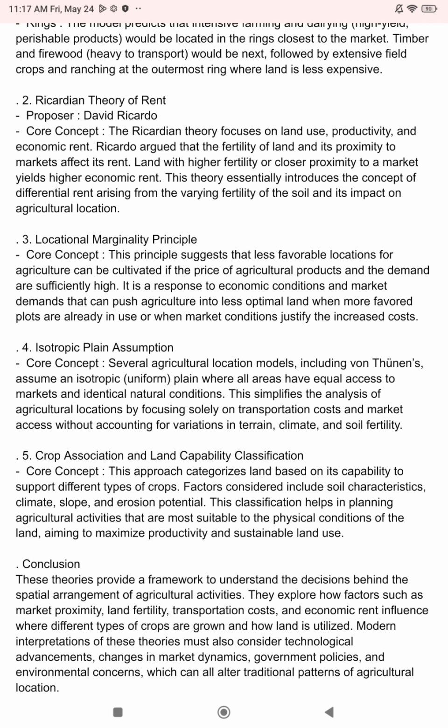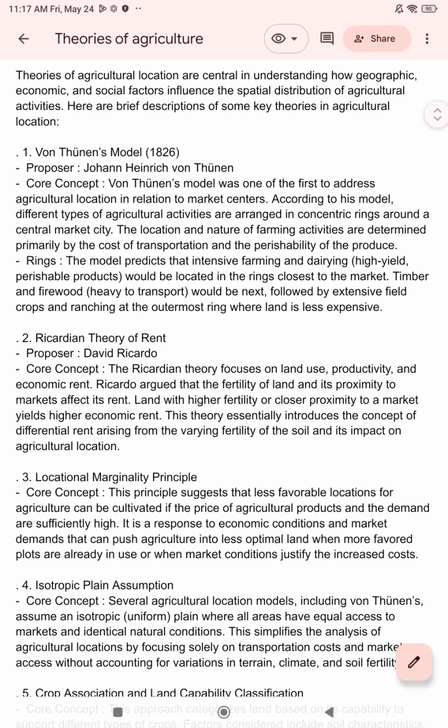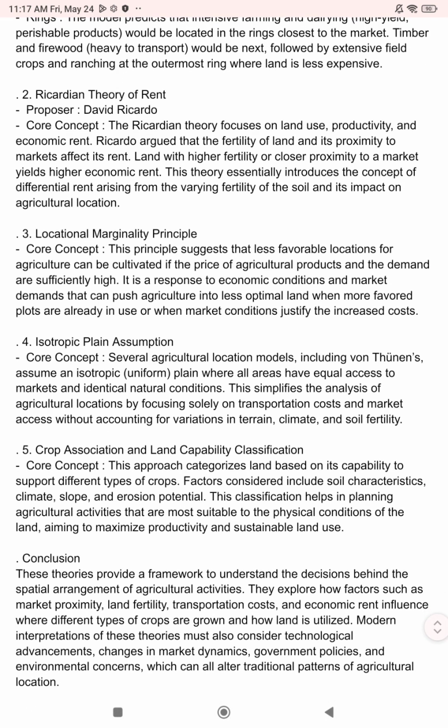But in Von Thünen's theory, there is specific focus on circular concentric zones. In the isotropic plane assumption theory, there is no such decided locational pattern compared to Von Thünen's theory.